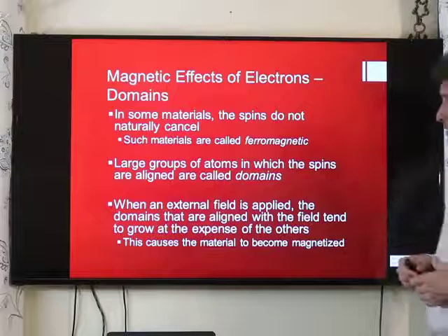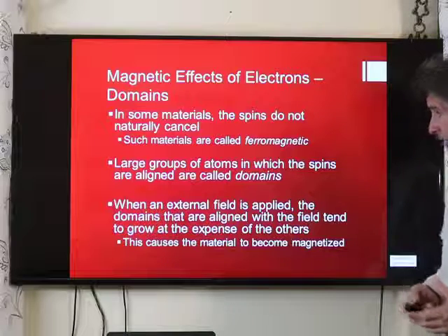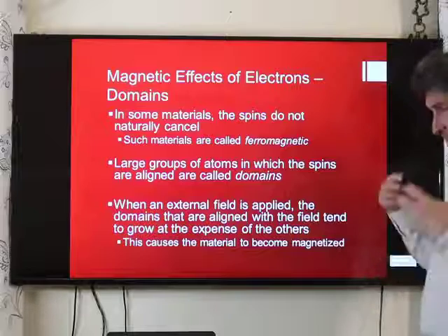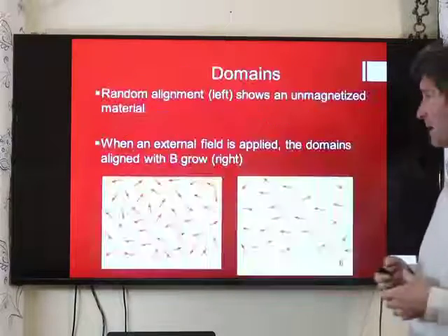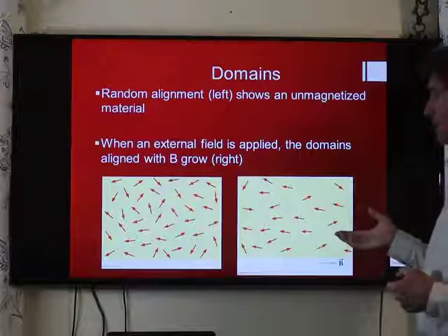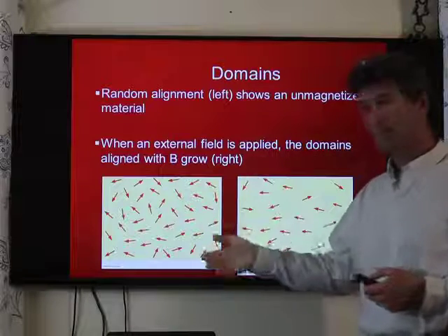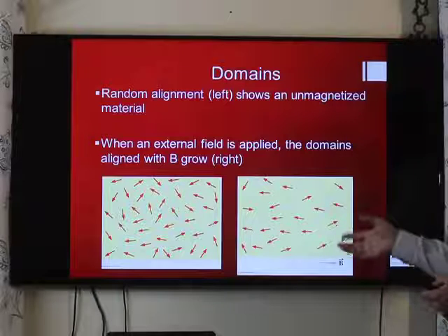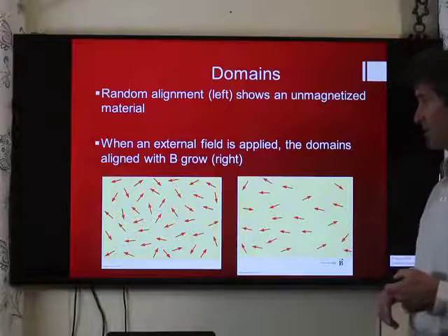Large groups of these atoms, when they come together, form what are called domains, and when an external field is applied, those domains can maintain that magnetic field and remain magnetized. We talked a little bit about domains before. When something is ferromagnetic but unmagnetized, all the domains are pointing in different directions. When we magnetize it, we grow those domains that tend to be more oriented with the external magnetic field.